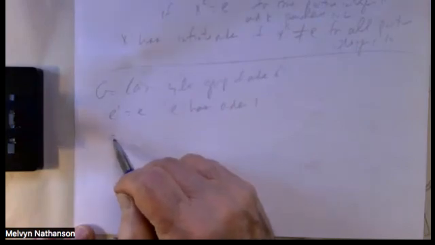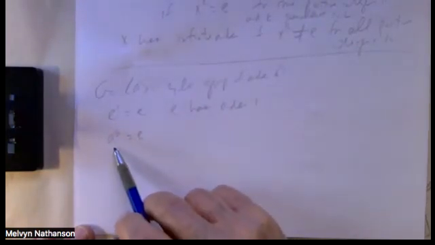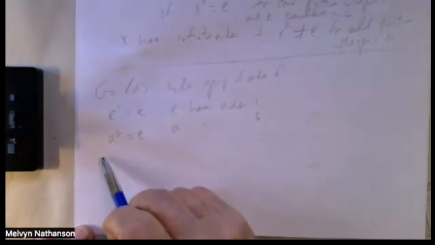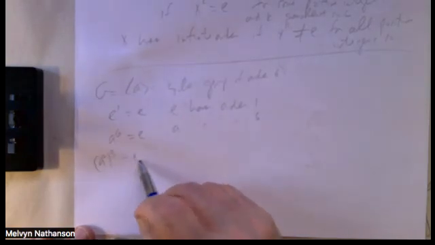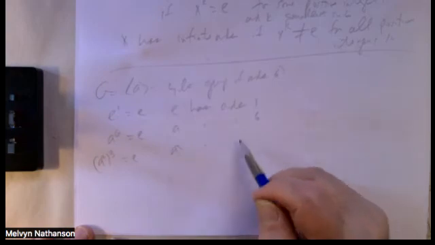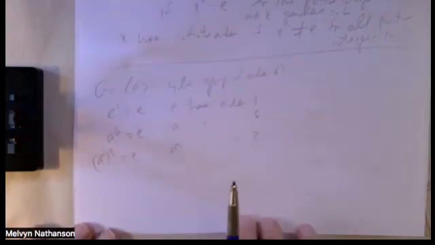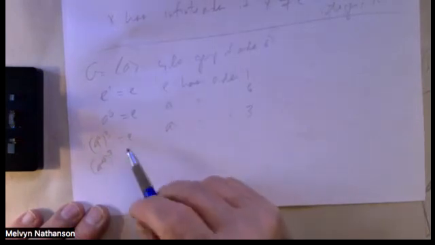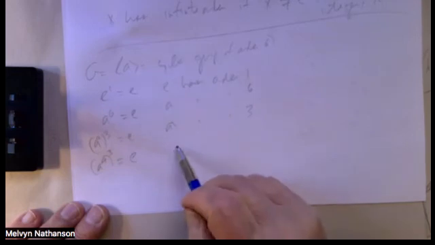If A to the 6th is the identity, and no smaller power of A is the identity, then A has order 6. What about A squared? A squared cubed is the identity, so A squared has order 3. 3 is the smallest power of A squared that's the identity. What about A to the 4th? Well, you have A to the 4th, A to the 8th, which is A squared. Cube it, you get A to the 12th, which is the identity.